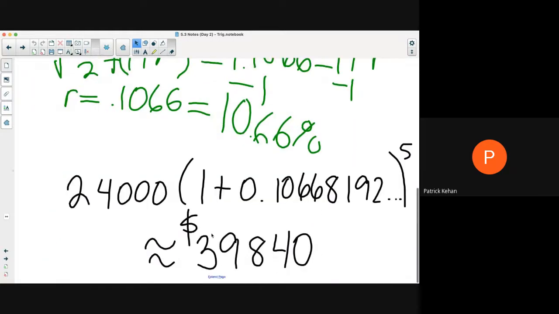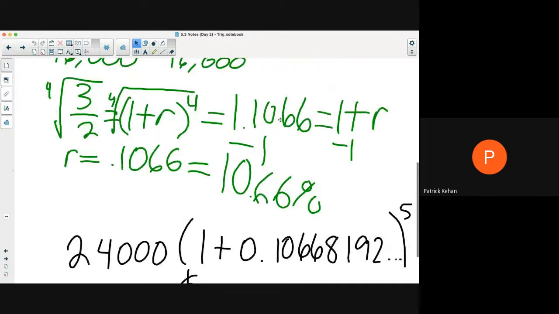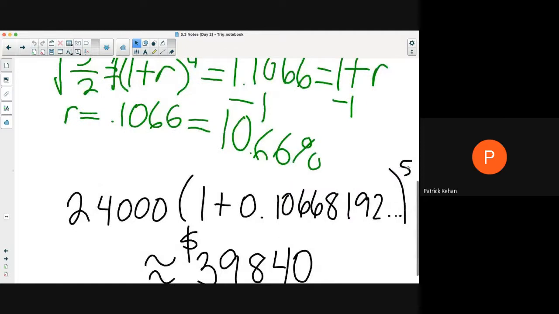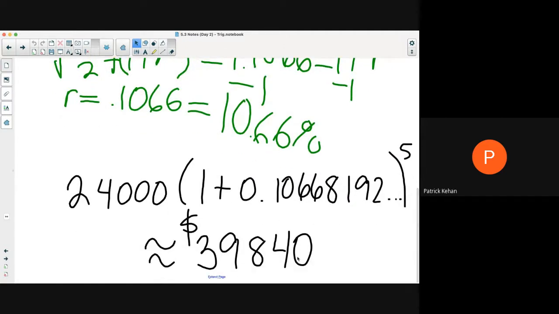So we can set it up: 24,000 times 1 plus, now this is our growth rate again. This should be the exact same 1 plus r value that we ended up with here. And then we raise it to the 5th power, and that'll take us 5 years from now, which would be approximately $39,840.